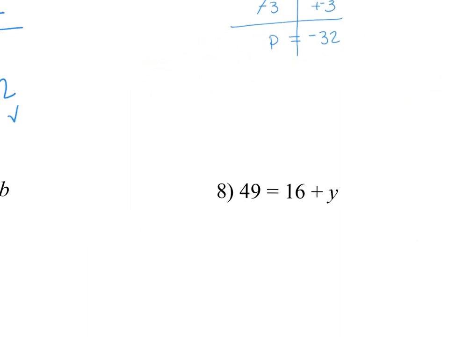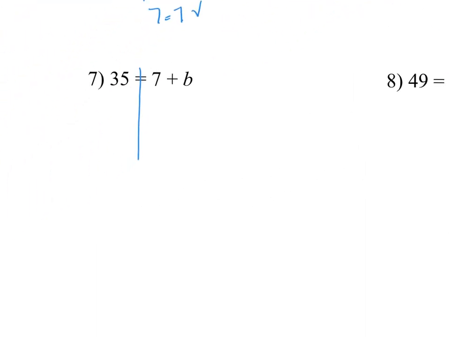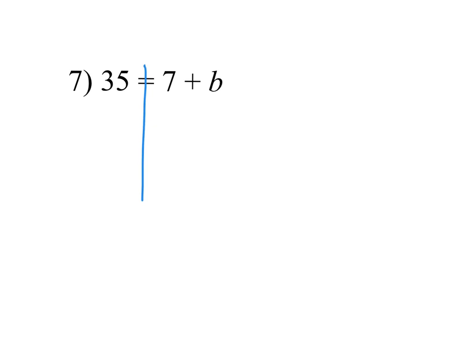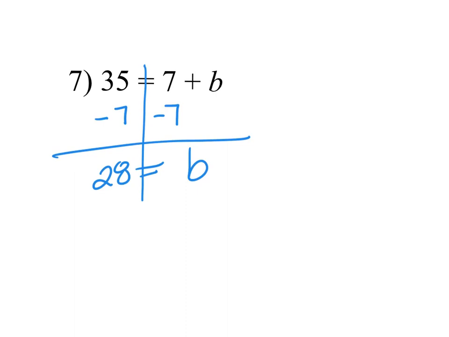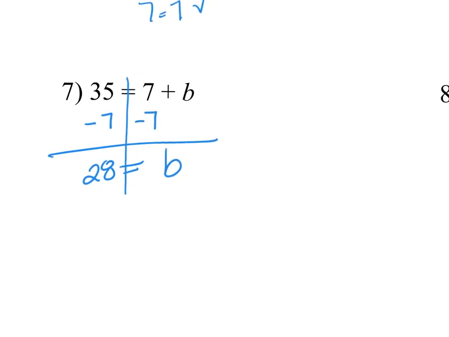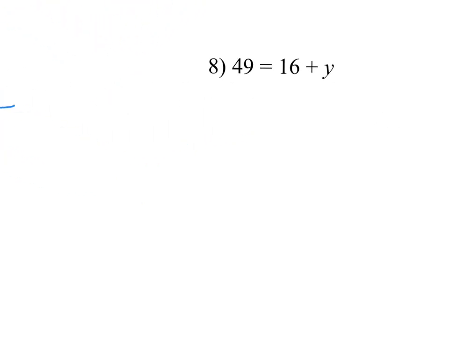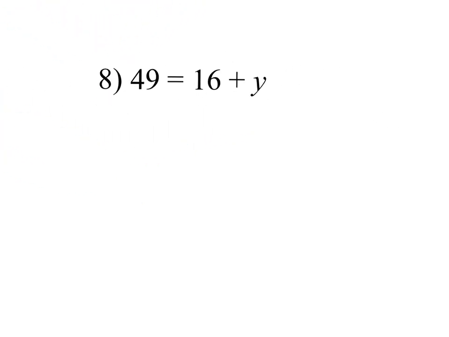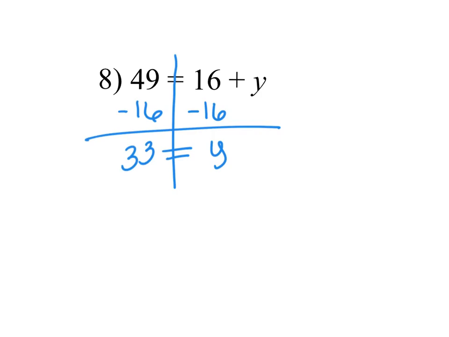Okay, let's finish these last couple. So right here, solving for B, we're going to subtract 7 from both sides. We have B left over. 35 minus 7 is 28. And then 8. Go ahead and try it on your own and then start the video back up when you're ready, but try it on your own. Okay, so we're solving for y.